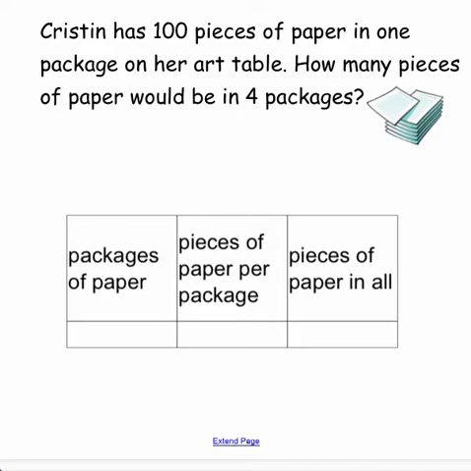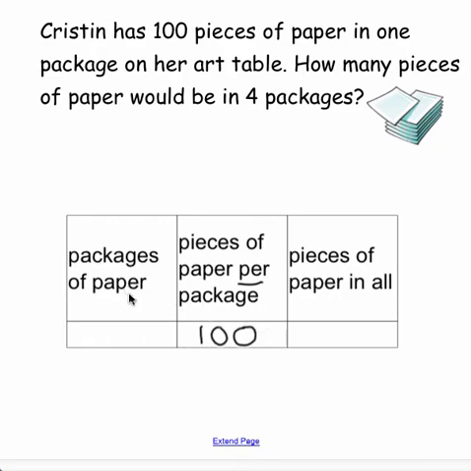I'm going to use my diagram to help me figure out where to write this. 100 pieces of paper. Here's the pieces of paper section. She has 100 pieces of paper per package. Per means in. Okay, so she has 100 pieces of paper in each package. So I'm going to write a 100.